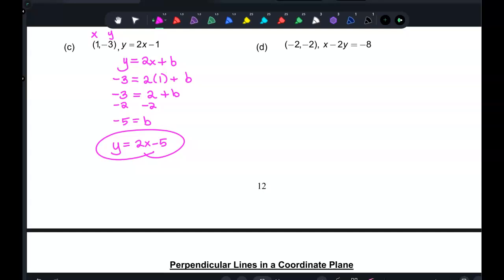Okay, Jacob said he'll do D. So first thing we have to do is isolate y. So we're going to subtract x from both sides.